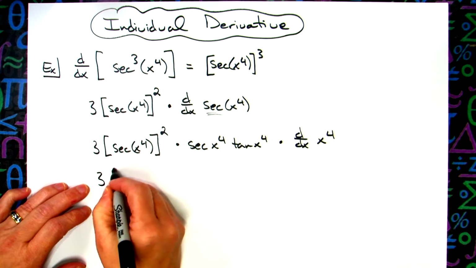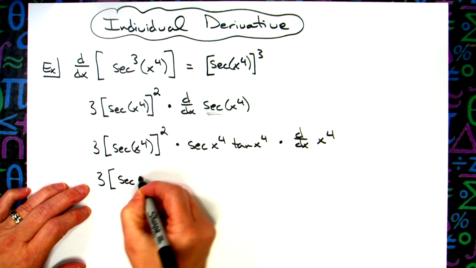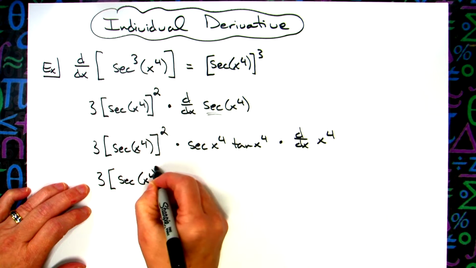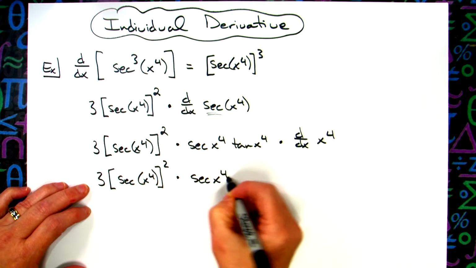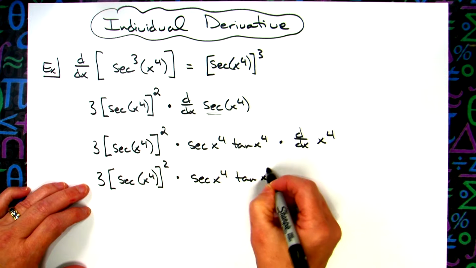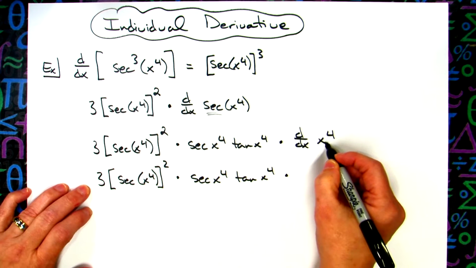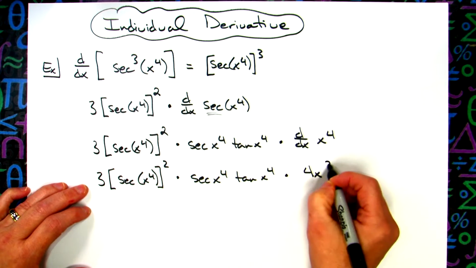Everything's going to stay the same. So 3 secant x to the fourth raised to the second power there. Then I'll have the secant x to the fourth, I'll have the tangent x to the fourth, and a simple derivative here on the end, a 4x to the third.